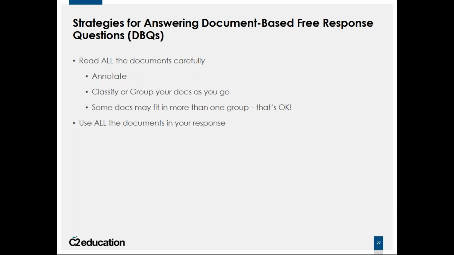And because you're usually talking about a singular idea or topic, a lot of these documents fit into more than one group. That's not only okay, that's awesome, right? The more you can utilize the documents, the more detailed and thorough your essay is going to be. So use every single one of the documents. That is actually a point on the history exams.